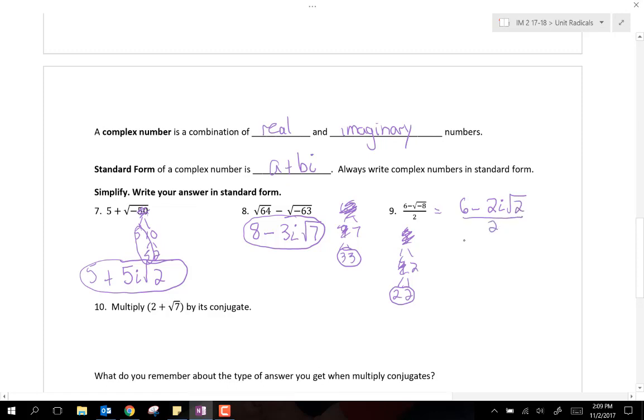Then from here, split it up into two fractions. 6 over 2 minus 2i root 2 over 2. And then I can simplify more. 6 divided by 2 is 3. 2 divided by 2 cancels out, so I'm just left with i root 2.